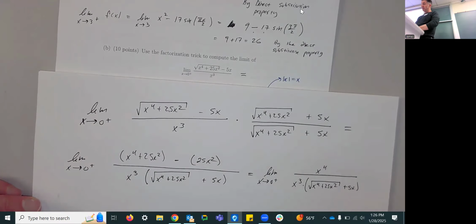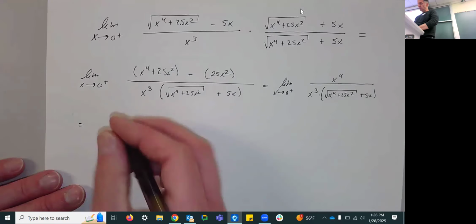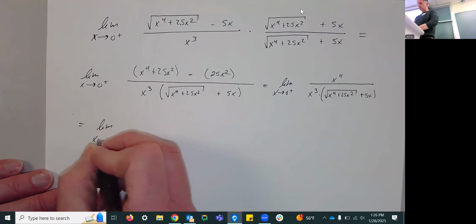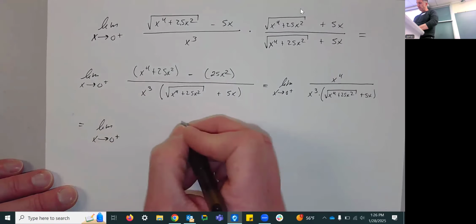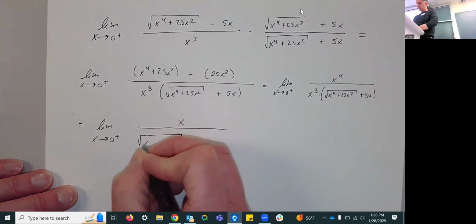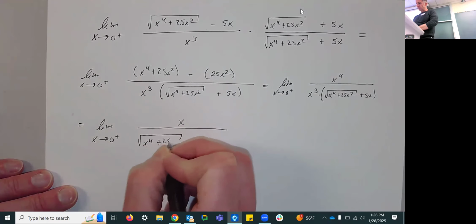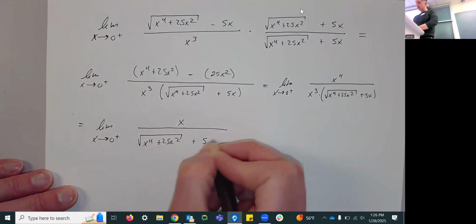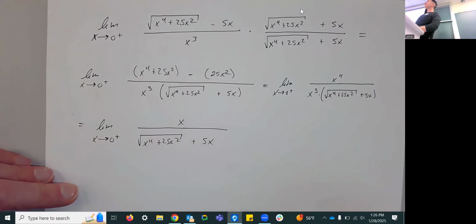And then we can cancel an x cubed, and we're left with the limit as x approaches 0 from the right of x divided by the square root of x to the 4th plus 25x squared plus 5x. So I was wrong. You do have to do the work that you did to kind of get there. We can do it at this point though. So let's do it now.